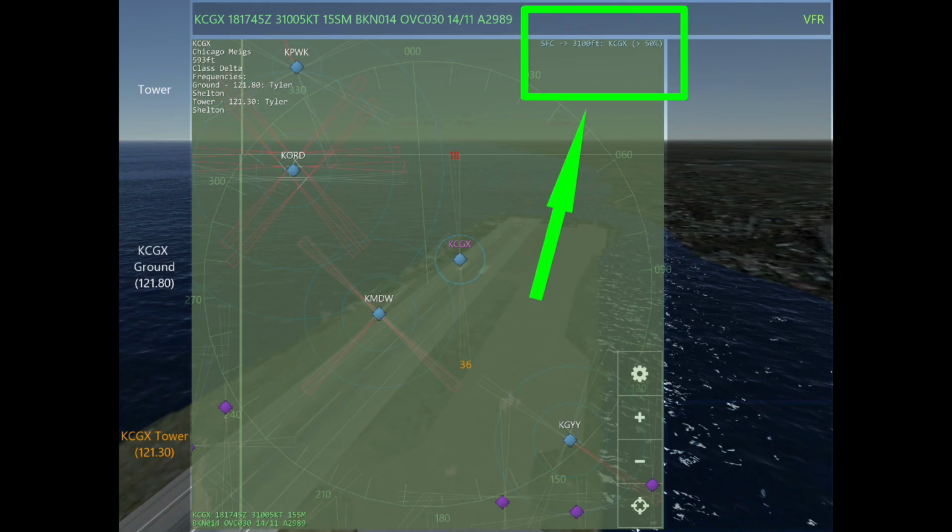Now, on Infinite Flight, we can find the airspace by looking in the top right corner of our map screen after selecting the airport, and it tells us that the airport is from surface to 3,100 feet. Now, if you're flying through that airspace, you need to request a transition if you're going to be within 5 miles and anywhere from the field elevation to 3,100 feet.